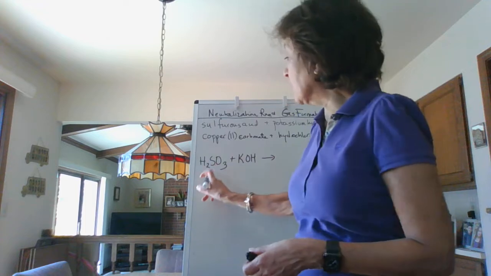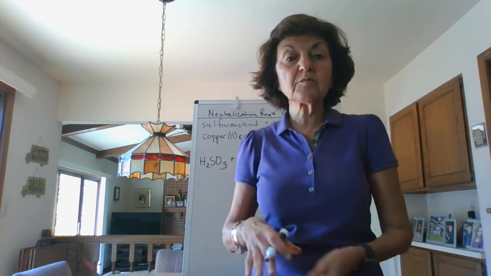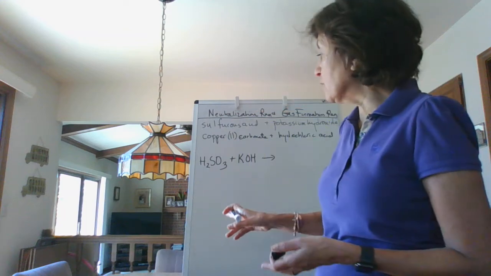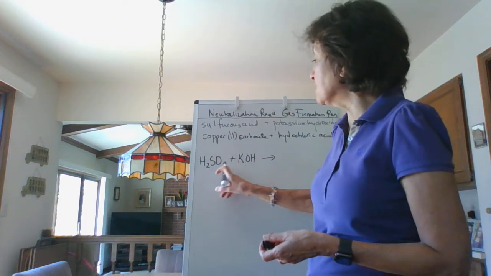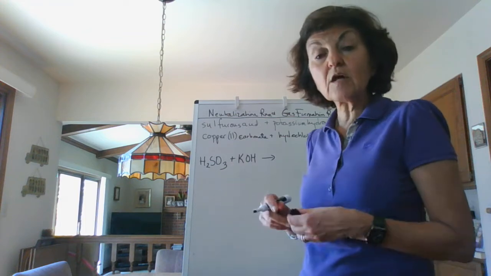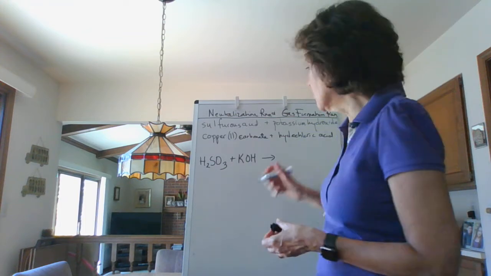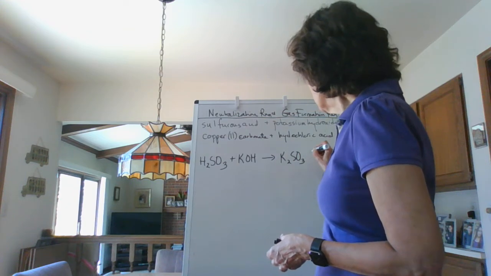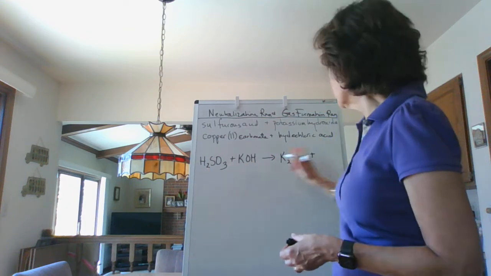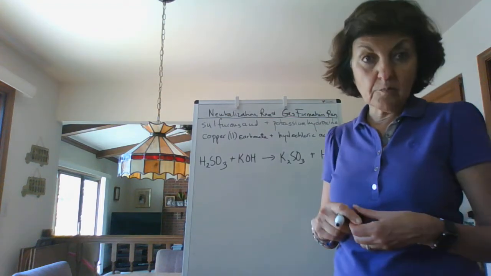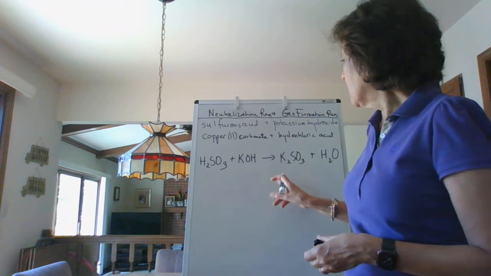All right, when you have an acid and a base, then the products are going to be a salt and water. What salt are we going to be producing? The potassium is going to hook up with the sulfite to form potassium sulfite as our salt, K2SO3, and then the H and the OH are going to hook up to form water. Okay, then you go back and you balance it properly.